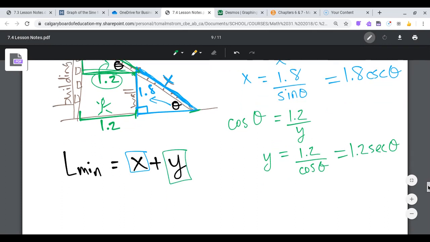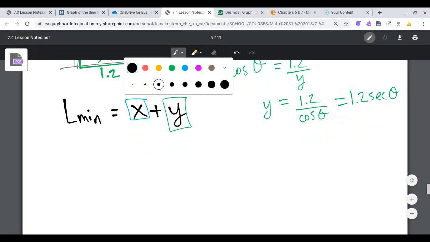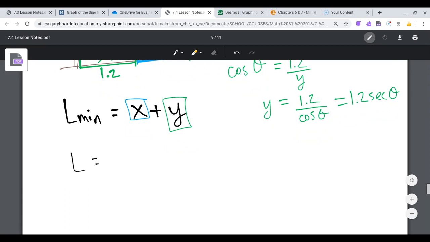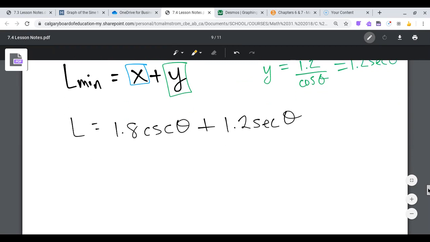So let's rewrite our formula for length as x was 1.8 cosecant theta plus y is 1.2 secant theta. So this is just a way to use trigonometry to represent my length. All right, so now that I have a function of the single variable theta, I can go ahead and take the derivative.